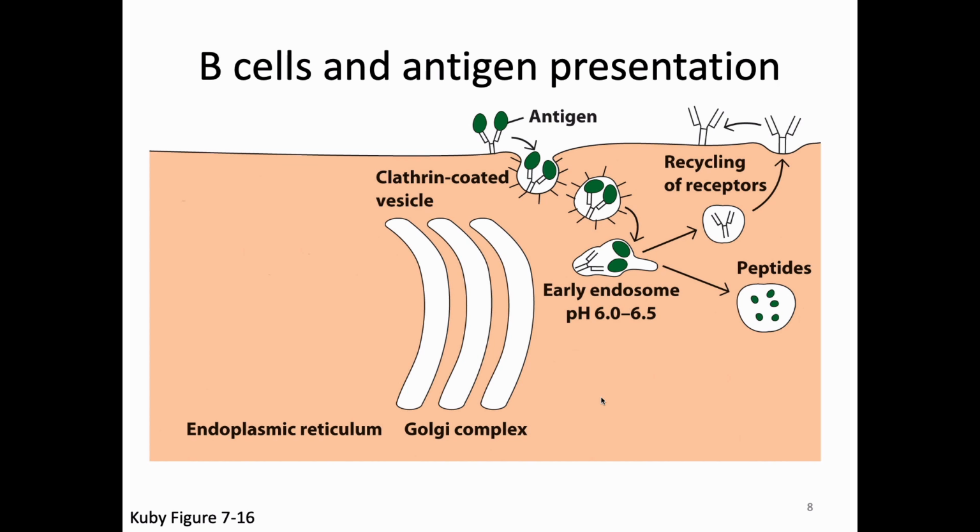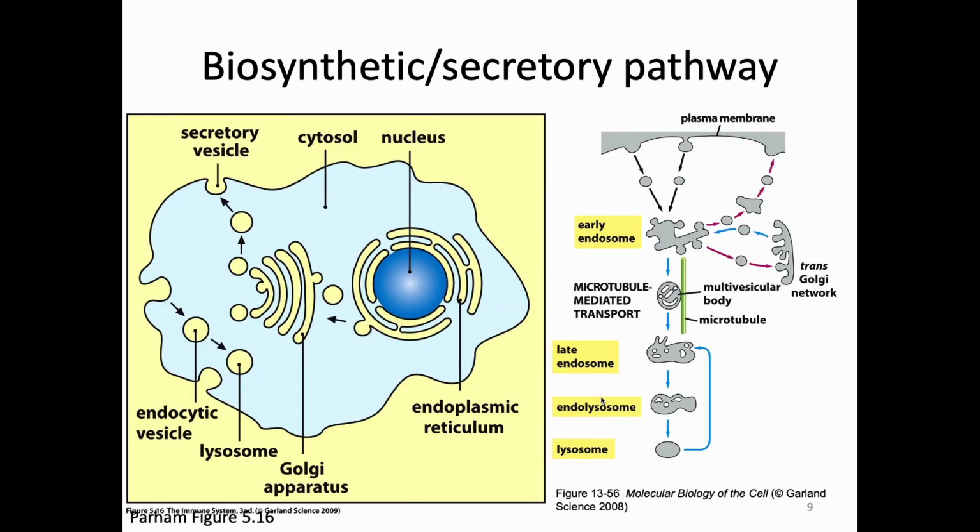the antigen will stay inside to become peptides. And so the B cell can use its B cell receptor to bring in an antigen to get it ready for Class II presentation. And so this is how B cells will acquire their antigen for this process. You can see some details of this process here as well.